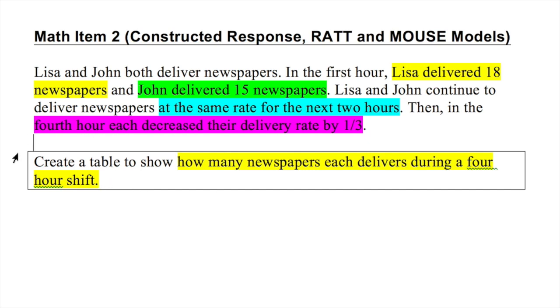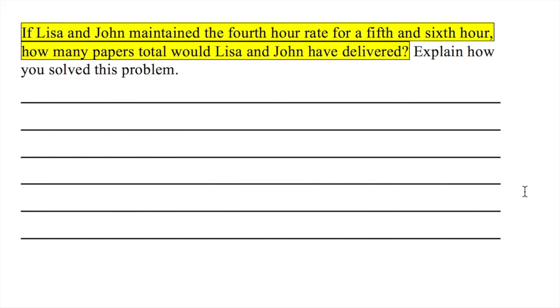Here's the question. We've circled it. Create a table to show how many newspapers each delivers during a 4-hour shift. That's for the first part of the question. When you're finished with that, we'll move on to the second. Here is the final question. Highlighted and circled because I thought it was good to be thorough. If Lisa and John maintained the 4th hour rate for a 5th and 6th hour, how many papers total would Lisa and John have delivered? Explain how you solved this problem.